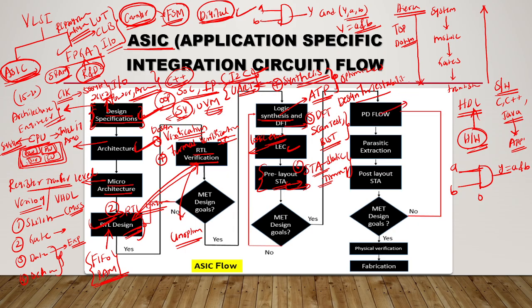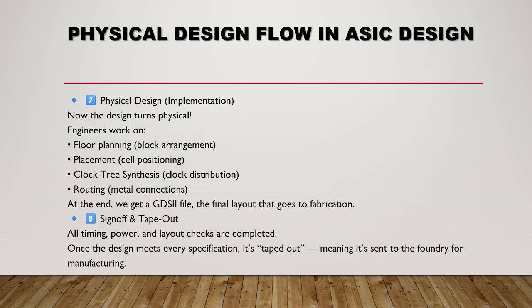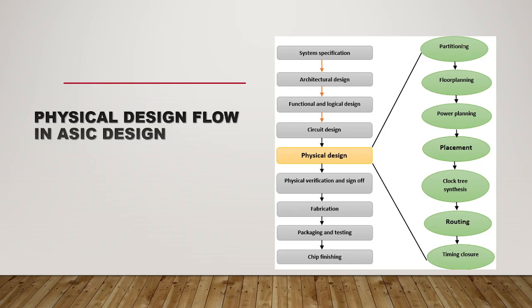So PD flow, you have partitioning. PD is nothing but physical design. Physical design: partitioning, floor planning, power planning, placement, clock tree synthesis, routing, and timing closure. So partitioning means it's like constructing a building only. Let us assume till here this is the front end.